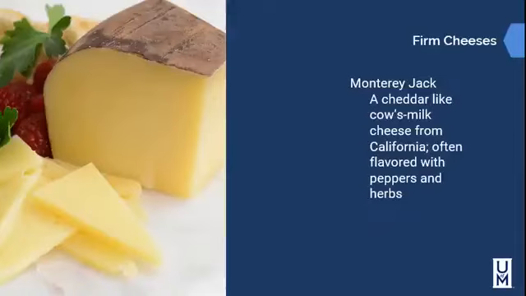Monterey Jack is a cheddar-like cow's milk cheese from California. It's often flavored with peppers and herbs. This is a really excellent cheese for being able to combine other items with. It's fairly mild in flavor, and it accepts different kinds of flavors to be added into it.